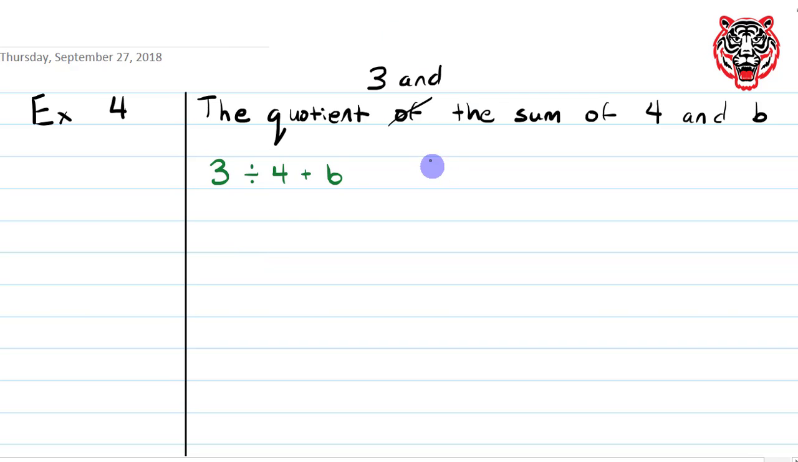I also saw some people that did this. I saw some 3 divided by 4 plus b. I also saw this, 4 plus b divided by 3. I'm trying to think, what else did I see people do? Is there anyone else that has an answer that's not up here that I can write down? I think this was most of us, though. All right. One of these is correct. Some of them are not correct.